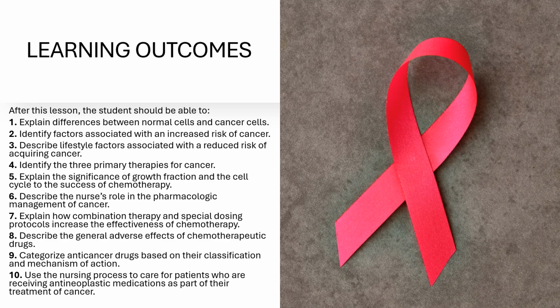with an increased risk of cancer, describe lifestyle factors associated with a reduced risk of acquiring cancer. Another one is identify the three primary therapies for cancer, explain the significance of growth fraction and the cell cycle to the success of chemotherapy. Number 6, describe the nurse's role in the pharmacologic management of cancer. 7, explain how combination therapy and special dosing protocols increase the effectiveness of chemotherapy.